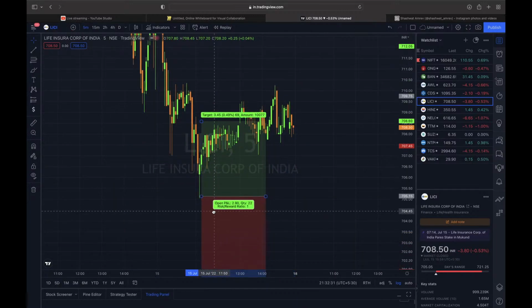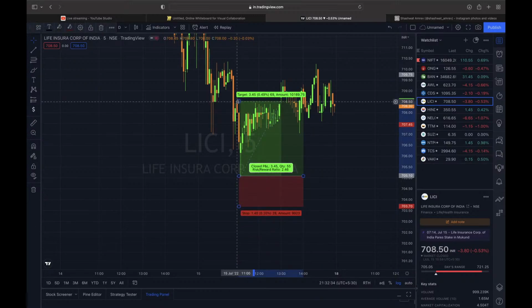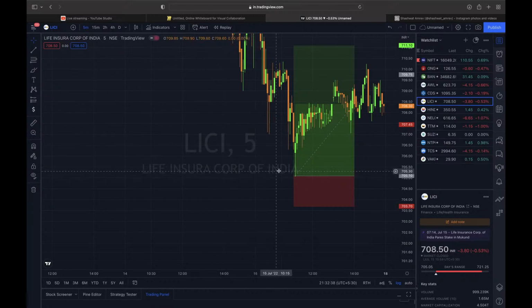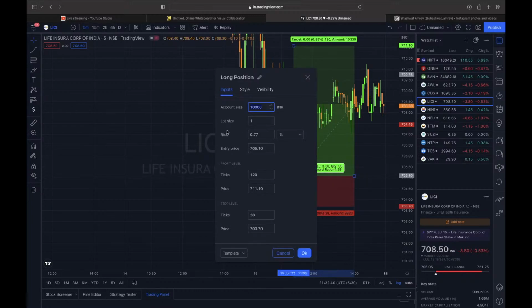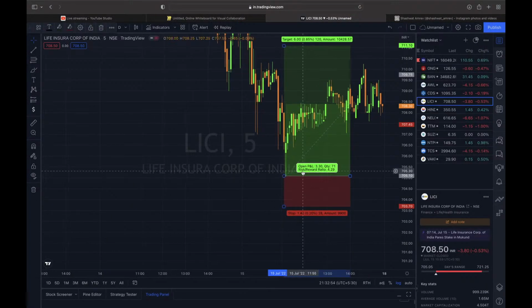So I think I'll be buying at this price. I put this over here. My stop loss is at this area. My target is this. I put my target, stop loss and everything, and then I double click this and I see this box, account size and risk. Now I'll put my risk. Risk is 1% of total capital and account size is 10,000 rupees. So this will automatically tell me how many shares to buy.